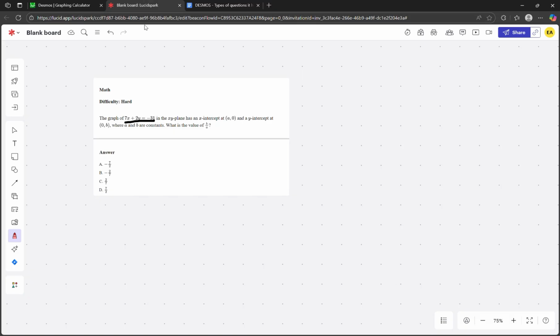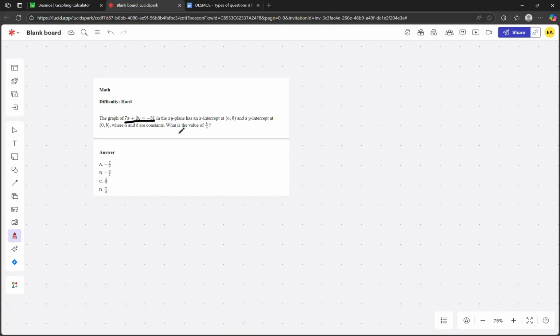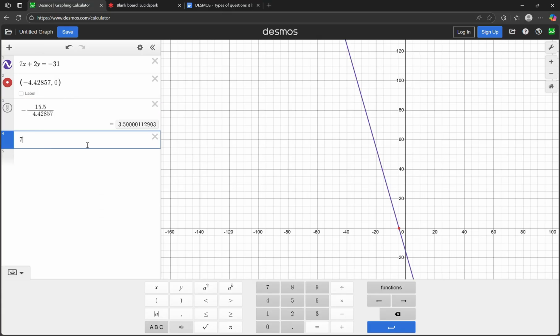Okay, now it says, what's the value of b over a? So we know that y is b. So you're going to do 15.5 over, and then you can just copy that right over. Oh, I forgot my negative. We're going to add that. And there you go. That is your answer. It's going to be 3.5. And 3.5, let's see, that is going to be 7 over 2, which is 3.5. So that's your answer right here.